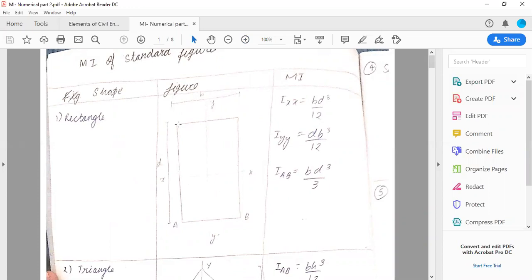When I have a rectangle as shown in the figure, I call this B, and this is called D. Ixx is along this axis and Iyy is along this axis. So Ixx is given by BD cubed by 12 and Iyy is given by DB cubed by 12, right? You have already seen the derivations for this.